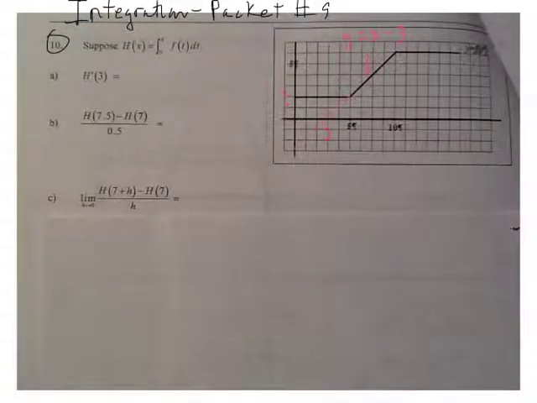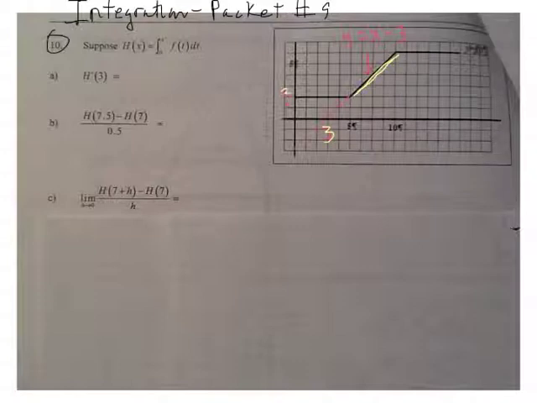Okay, this is integration packet number 9, and I'm looking at problem 5. I've added details to the diagram that I'm given. Establish that the equation of this part of our curve is y equals x minus 3. I have identified where 3 is, and that this is a value of 2. So x equals 3, it has a value of 2.